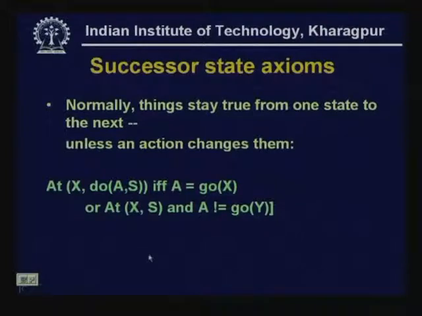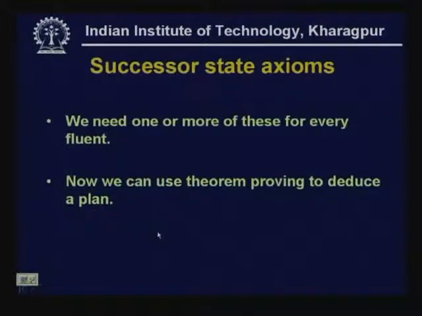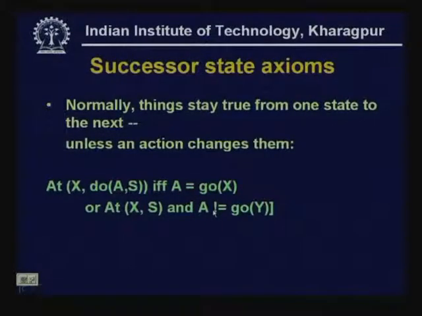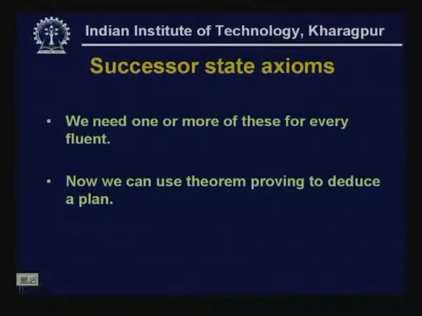So, for every fluent, every proposition that depends on the situation, we have to add one axiom like this, which we call the successor state axiom. In this case the fluent at x only changes with the action go. There could be a fluent which changes as a result of more than one action. Suppose it changes with 3 different actions. Then the successor state axiom for that fluent would involve all these 3 different actions.